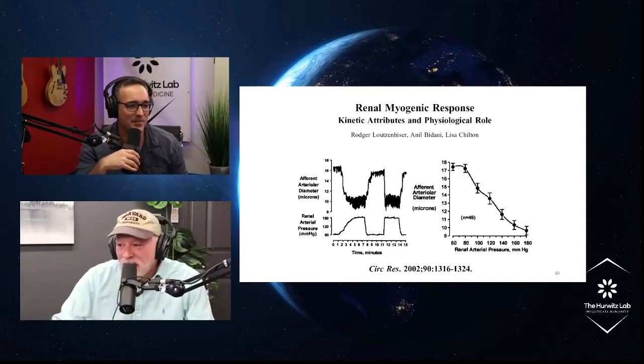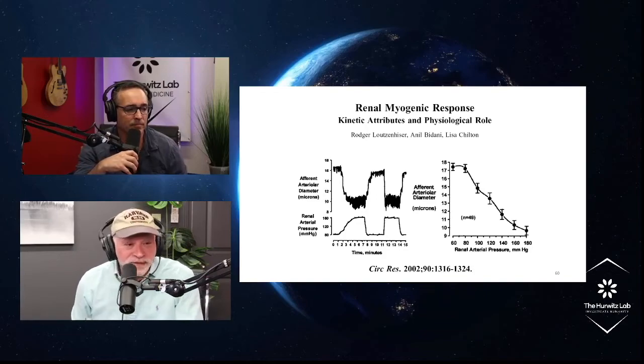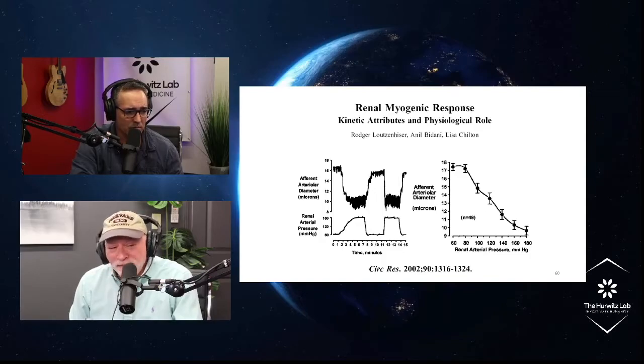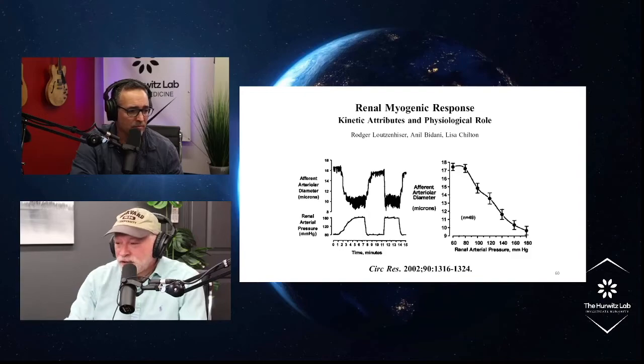Exactly. And then that's basically reviewed on the right, where you see as the renal arterial pressure goes up, look at how afferent arteriolar diameter decreases. And it decreases, and it's not big in the first place. Yeah, it's a pretty small vessel. So I think those are microns. Like it's half its size. Yeah. So that's myogenic.